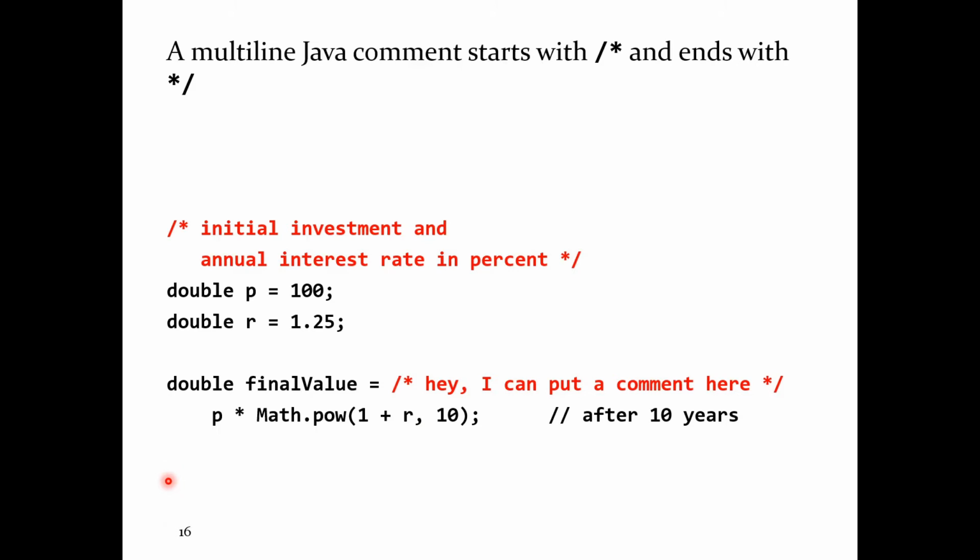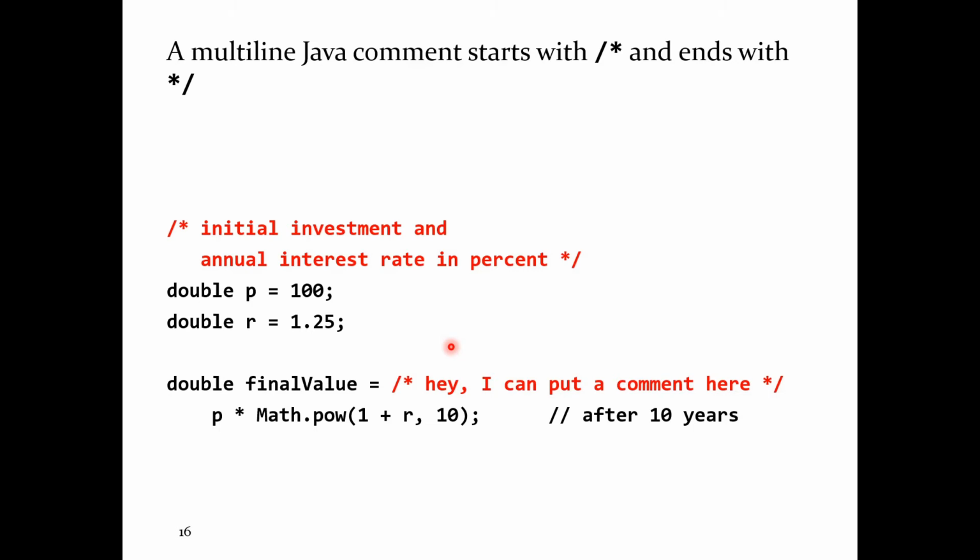So it starts at /*, ends at the first */. And you can put whatever you want otherwise in between the /* and */. You can even insert one of these into the middle of a statement somewhere. So here I've got a comment after the equal sign, but before the rest of the assignment statement, before the value that I want to assign to final value. That's occasionally useful. Here it's just illustrating that you can in fact do that. Now, there's something funny about this code.